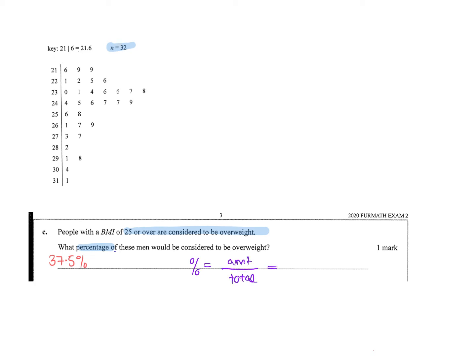So they've said of these men, so I've got 32 men. They told me up here, and then they're saying if you're over 25 BMI, you are obese. So I have to count the over 25s. So here, 1, 2, 3, 4, 5, 6, 7, 8, 9, 10, 11, 12. There are 12 that are overweight, considered obese. And we times it and you get 37.